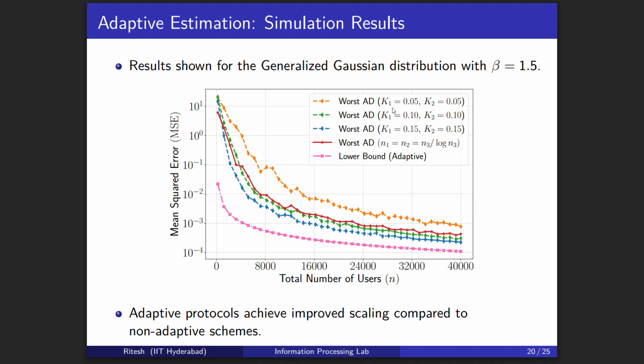So K1, K2, one can see like 0.05 and 0.5, so 5%. And the case that's optimal we have got. So this is the result. This is still valid, and this is the lower bound for the adaptive one. So the adaptive protocol achieves the improved scaling as compared to non-adaptive.